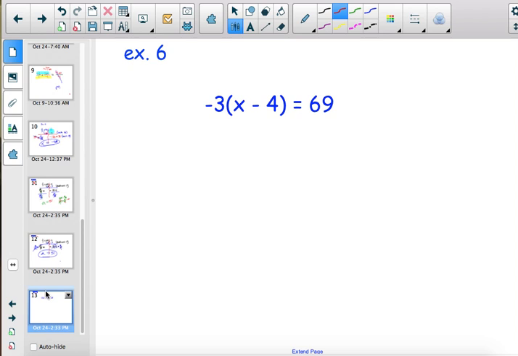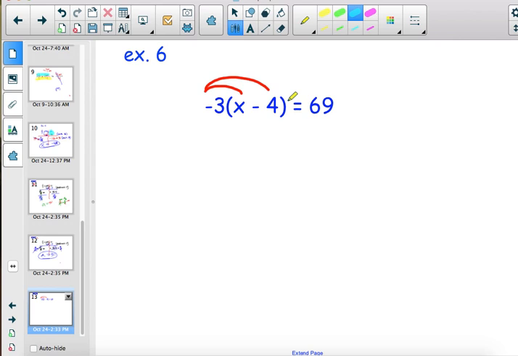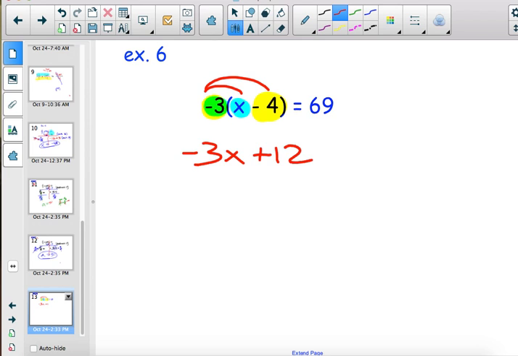Alright. I'm going to start you on this. Before you can do anything, you have to distribute. What is -3 times x going to be? -3x. What is -3 times -4? A negative times a negative is positive 12. Equals 69. Okay. So that's what you did when you distribute.